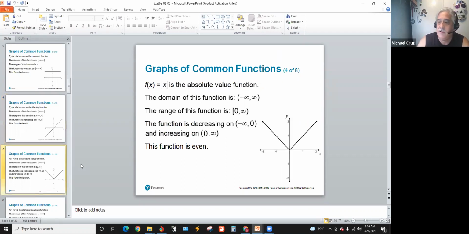Here's the next one. This is the absolute value function. The domain is still the same, negative infinity to infinity. The range on it, in this case, is going to come down to 0, touch, turn around, and come back. So the range is 0, with the bracket, going up to infinity. And it's decreasing as you come across here. It's going down, and then when you get to 0, it starts increasing. And it's an even function, actually.